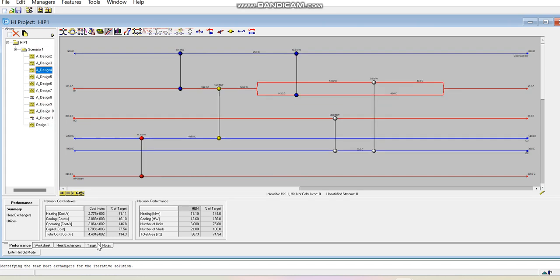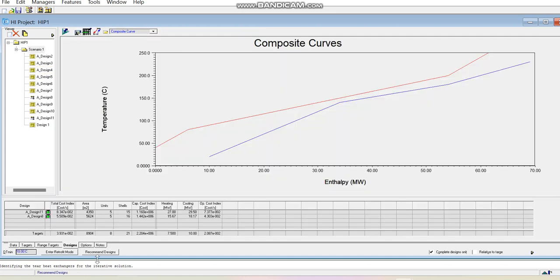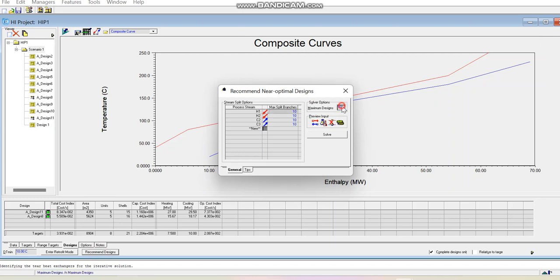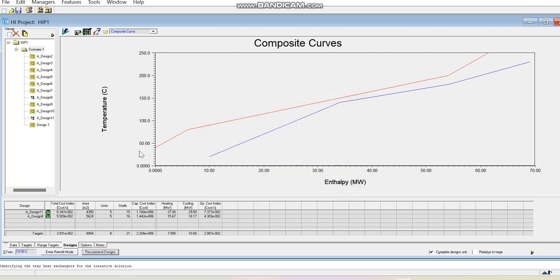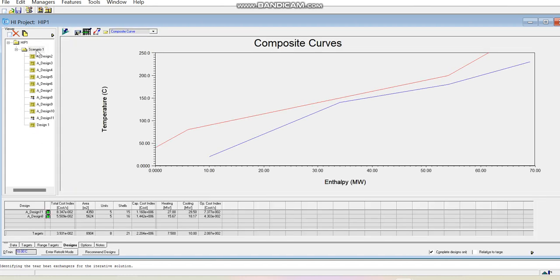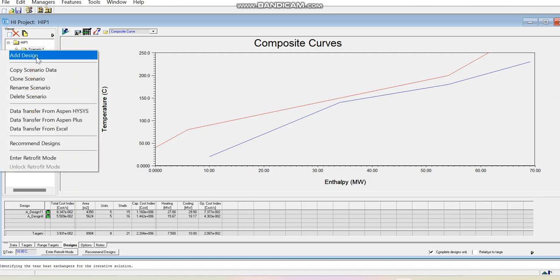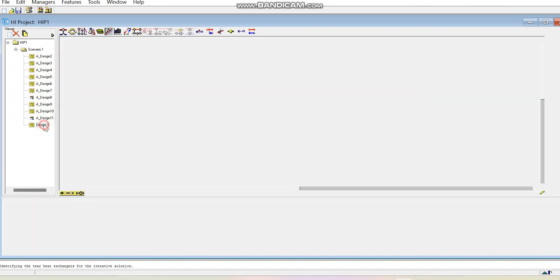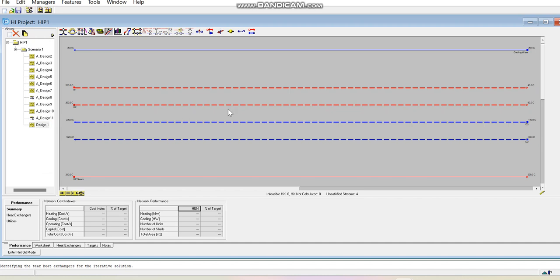You can actually increase the number of the recommended designs, just while you are here. Recommended design, so maximum design. From here you can actually change this. You can also add your own design. Just click on this design one. If it is not here, you should click on this scenario one, right click and add design. So this will be added, design one. So we can also add our own design.